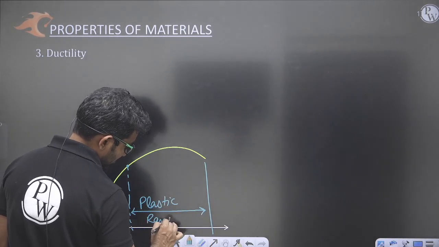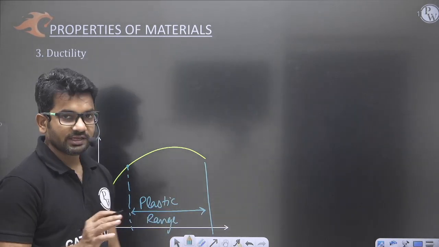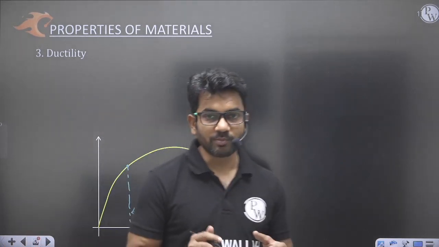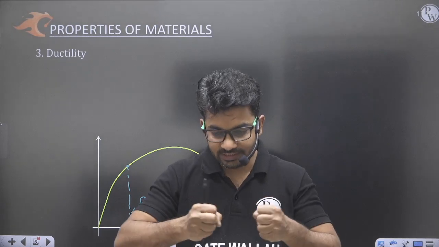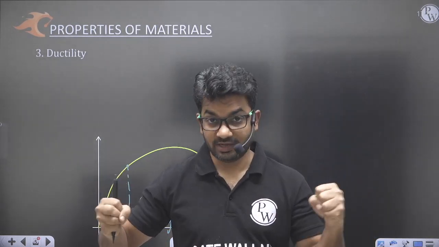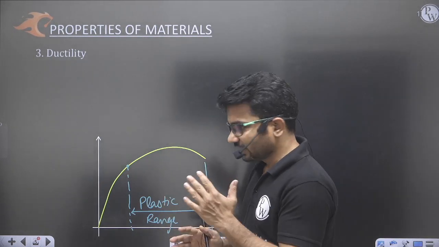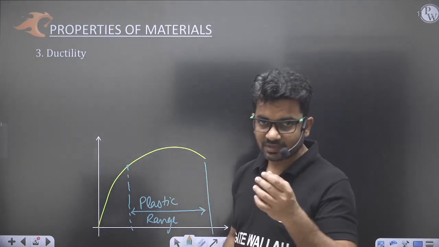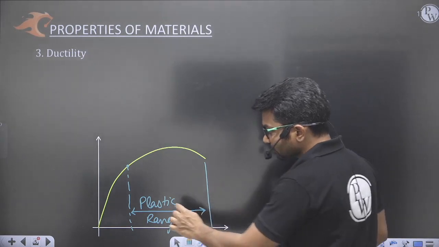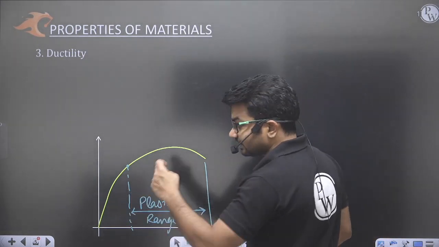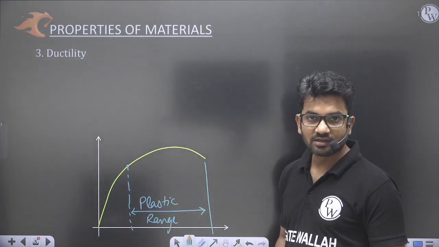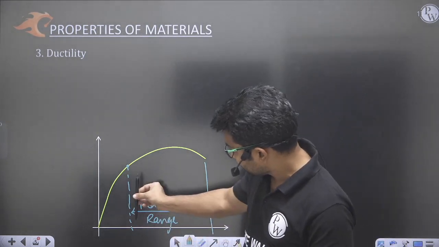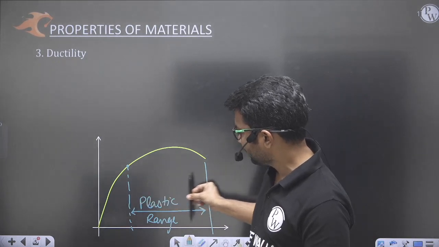Plastic range. Okay, so generally ductility is defined as the property by which we can stretch a material into thin wires. Generally it is defined like that, but if we go more technically, then those materials which are having large plastic range are called ductile materials.